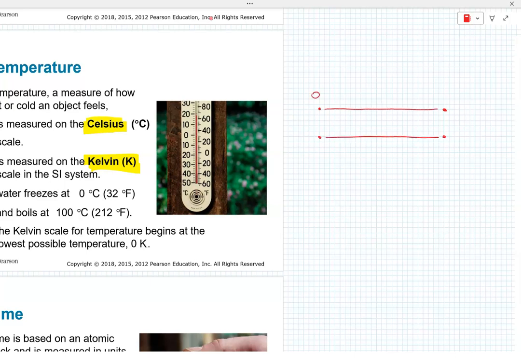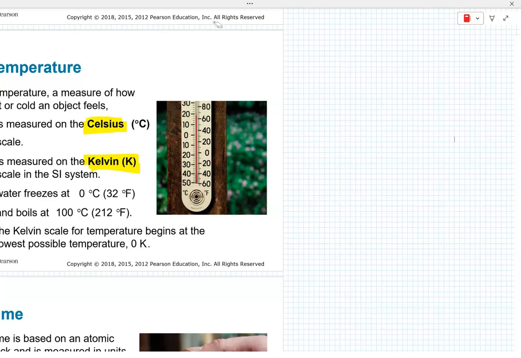If this is 0 Celsius and 100 Celsius, 273 and 373 Kelvin, you can see that the distance between the 2 points in both cases is 100. Okay? But the meme that I like is actually different.